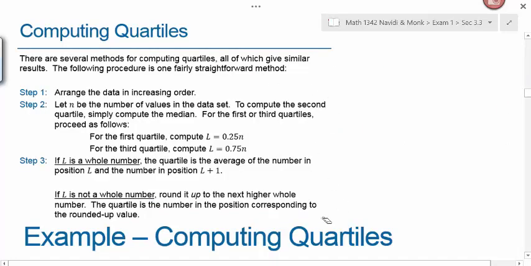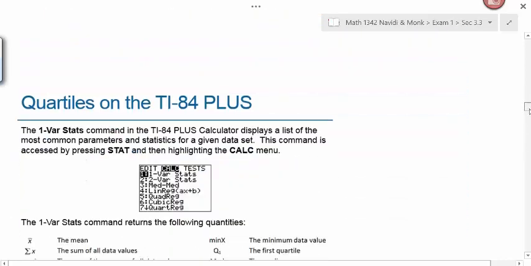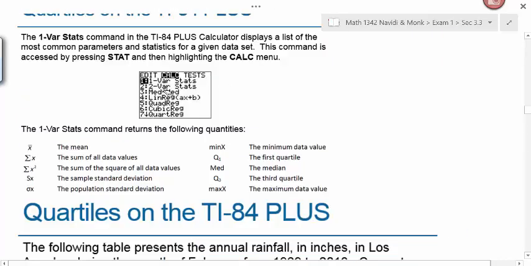These are the steps that you can go through for computing quartiles by hand. Because in this course I'm teaching using the TI graphing calculator, I'm not going to worry about doing this step. We're not going to worry about calculating quartiles by hand. We're going to look at how to calculate them on the graphing calculator. On the graphing calculator, we're going to be using something that we're familiar with, and that's the one variable stats.